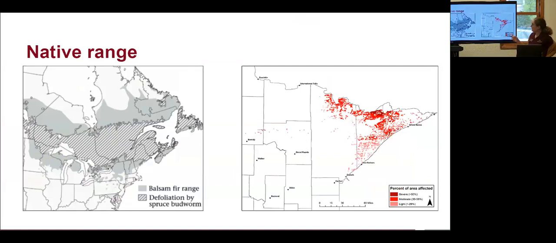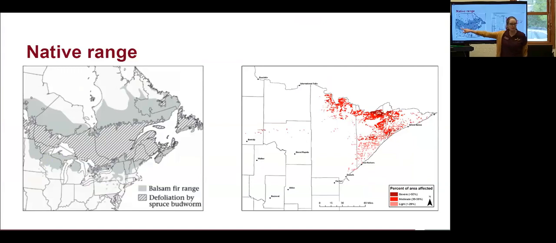On the left-hand side of this slide, you can see a map showing the whole range of balsam fir in the gray. So it matches up with where the boreal forest is. We're at the southern tip of the boreal forest here, and you can see most of it's up into Canada. This striped area shows where they saw defoliation by spruce budworm in 2011.